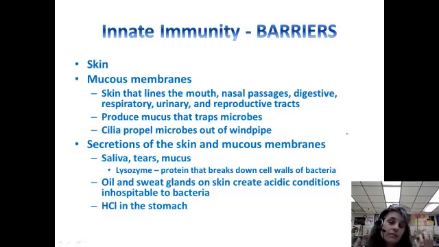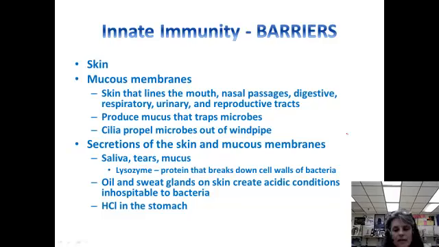Pathogens think your body would be a great place to live. It's warm, it's moist, it's got food, and they would love to live in it. So mucous membranes, again, are another way, incorporating many ways to keep them out.